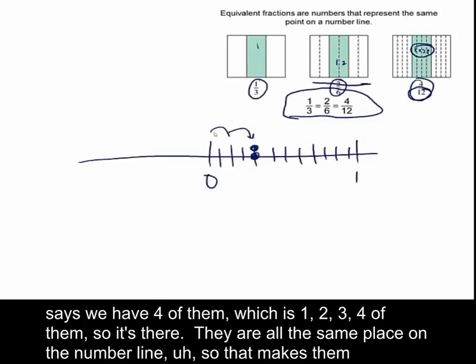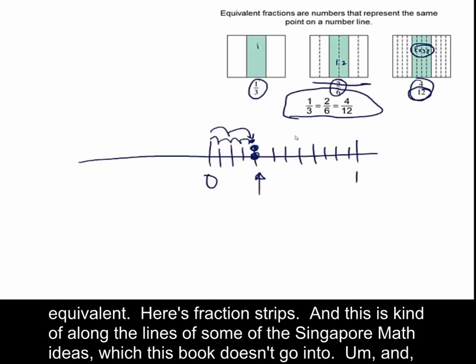This says we have 4 of them, which is 1, 2, 3, 4 of them, so it's there. They are all at the same place on the number line. So that makes them equivalent.